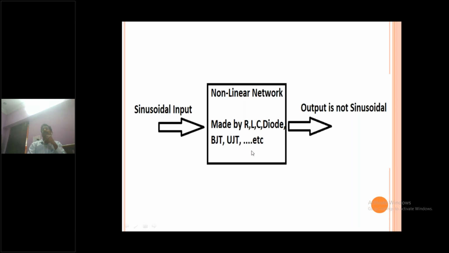Then the circuit output will not be a sinusoidal waveform. A simple example we know is applying a half wave rectifier or full wave rectifier. You apply a sinusoidal input waveform, and the output waveform changes. So this is one of the examples.